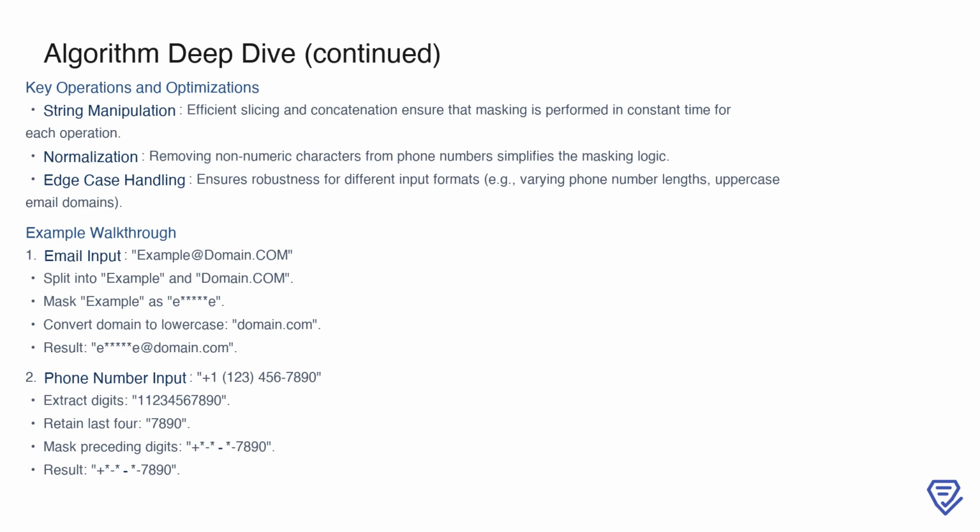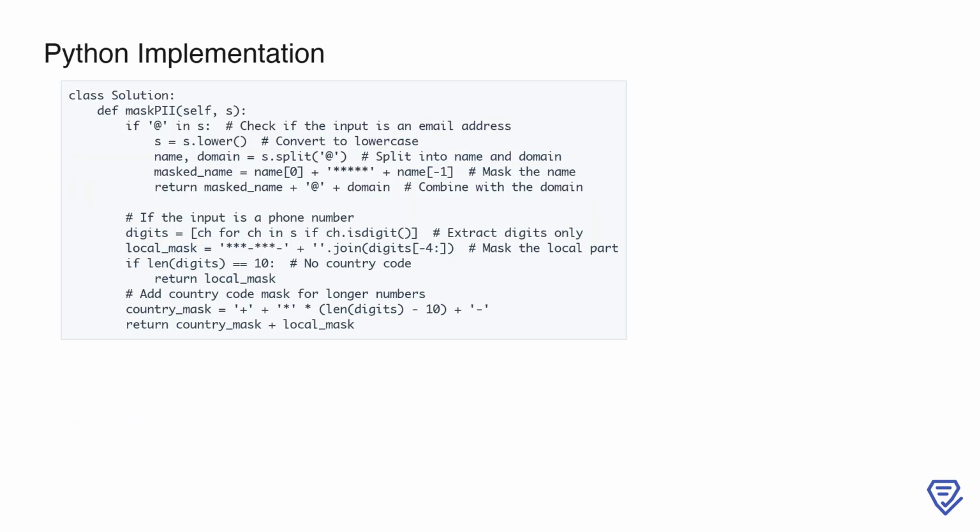The solution begins by checking the type of the input string. If the input contains the @ symbol, it is treated as an email address. The email address is converted to lowercase to ensure uniformity, and then it is split into the name and domain parts. The name is masked by revealing only the first and last characters, with 5 asterisks in between. The masked name is then concatenated with the domain to form the masked email address.